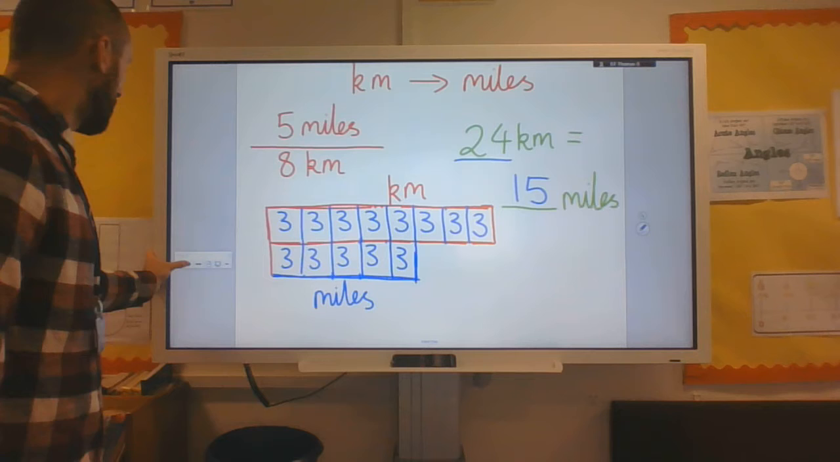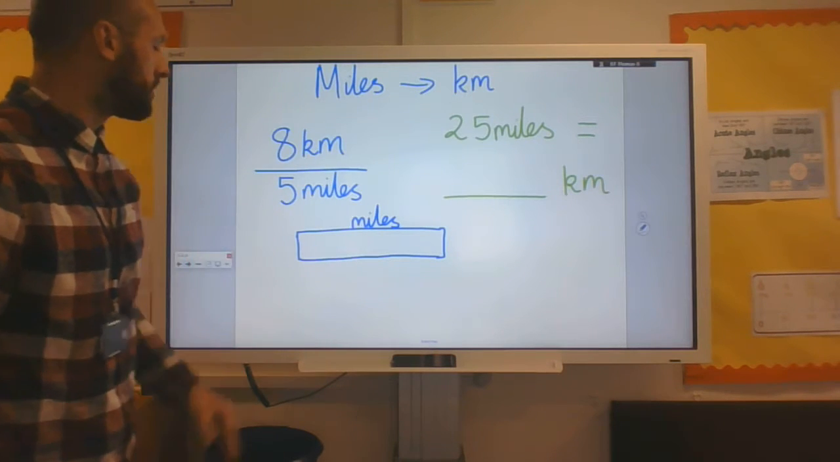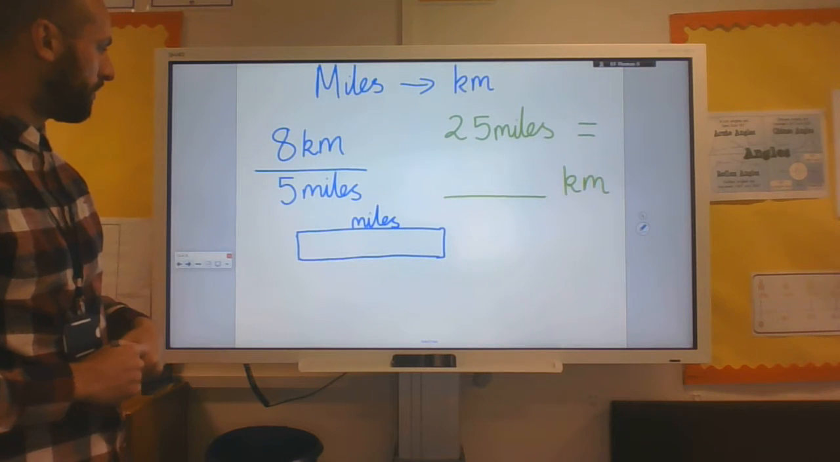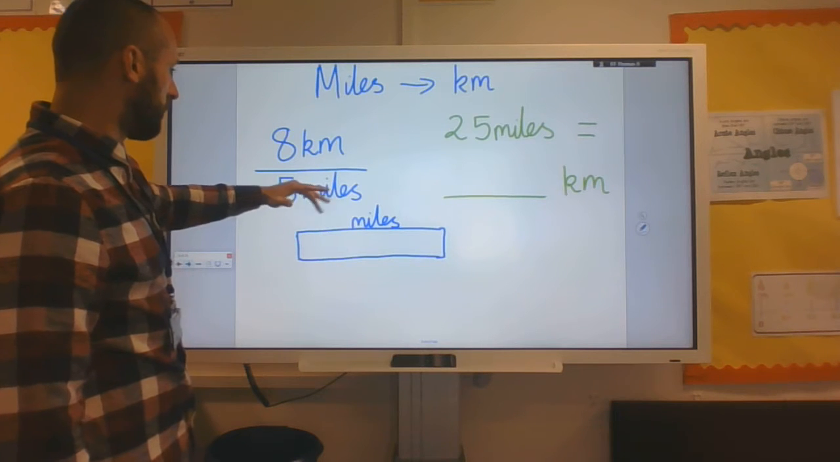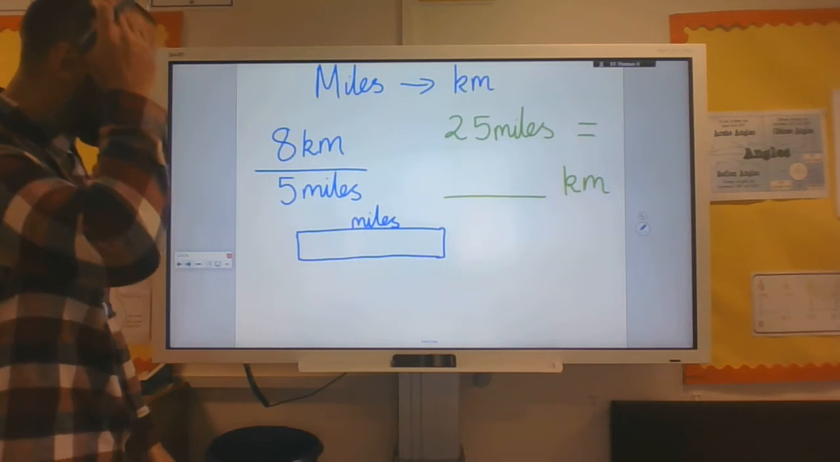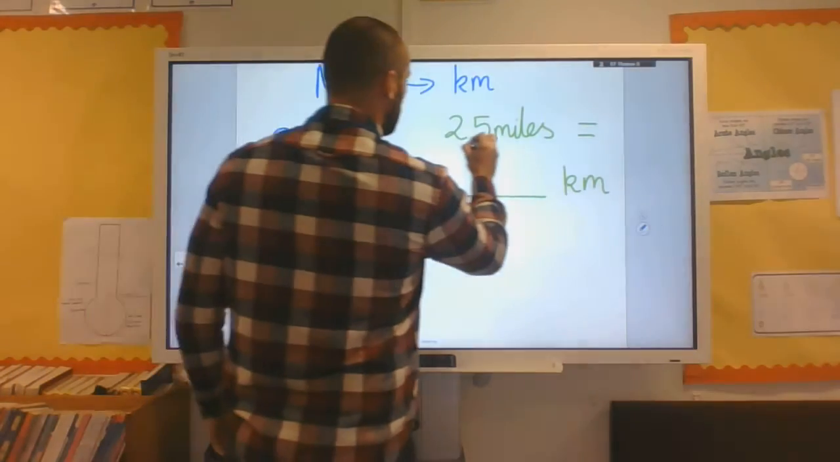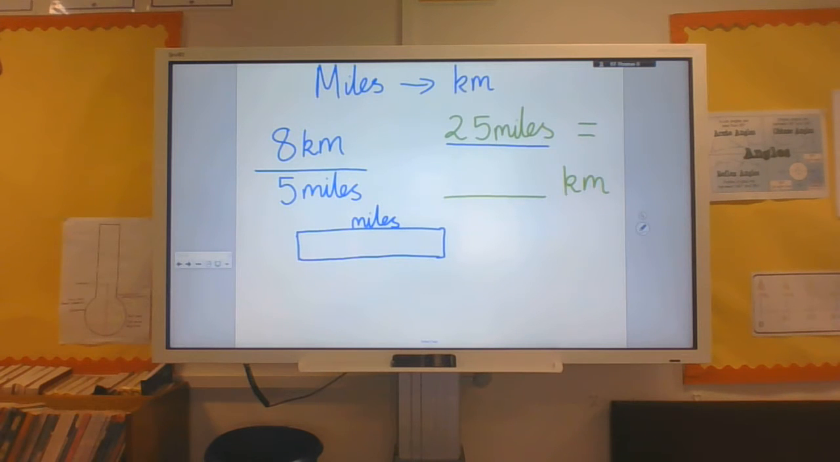Okay, so we divided by the denominator times by the numerator. Let's now look at it the other way around. If we were to do miles to kilometres, we need to actually switch our fractions there, end up with an improper fraction, and we end up with miles as the denominator and kilometres as the numerator. So let's look at converting then 25 miles into kilometres.